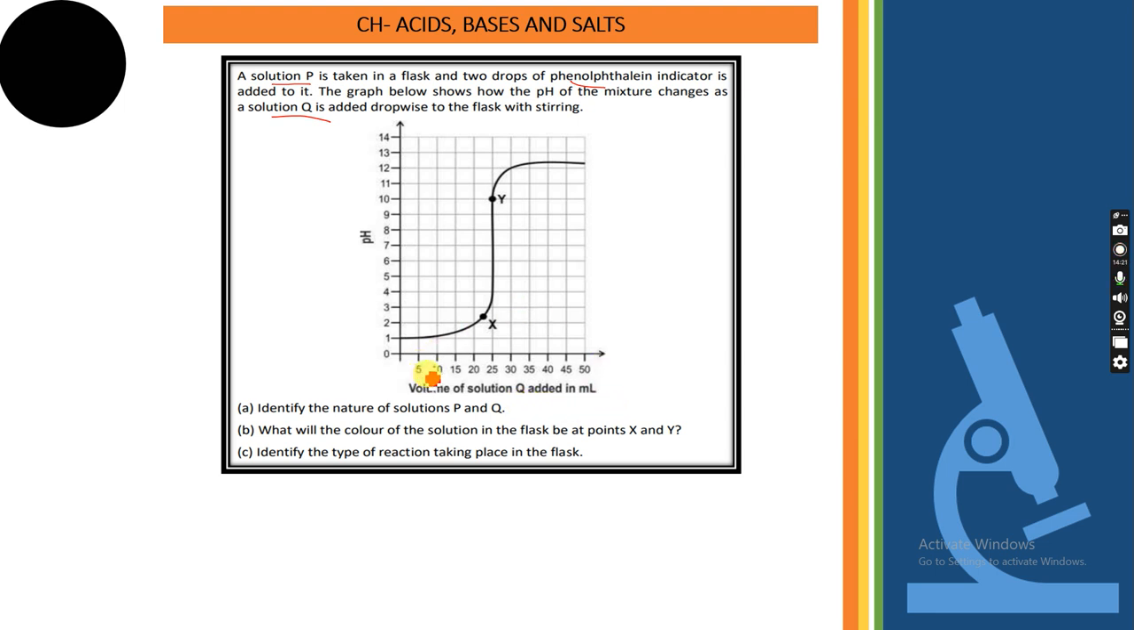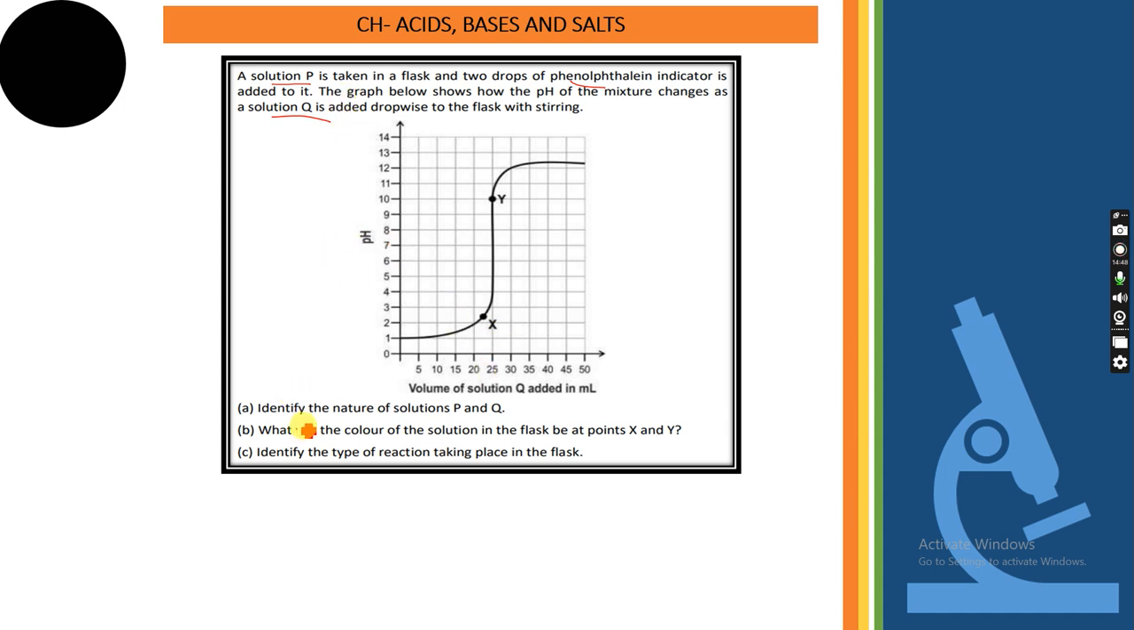Okay, so this is the amount of Q, how much you have been adding in the solution of P, and this is the pH. What is the effect on pH? It has been shown. Look here, it is going like this, that means from pH 1, which means acidic, it is going from acid towards basic, right? So as the concentration increases, it goes towards basic. That means, can you predict which one is acid, which one is base?